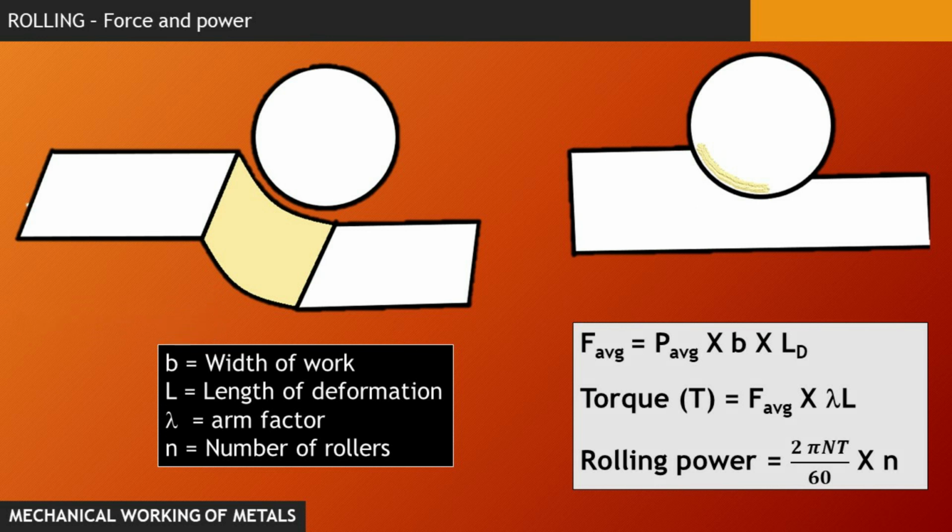And last but not the least, we have rolling power, which is simply given by 2 pi N T by 60 into number of rollers.